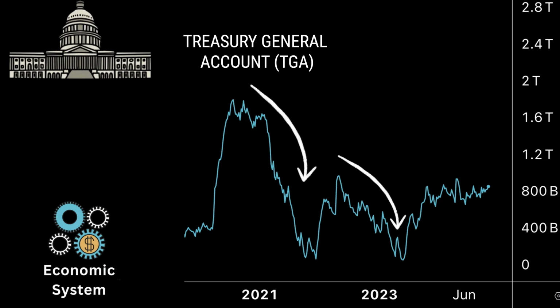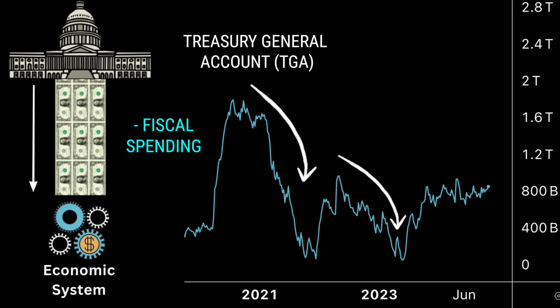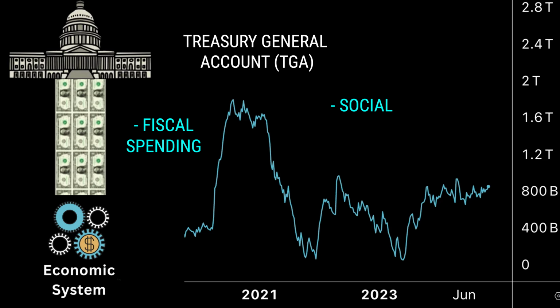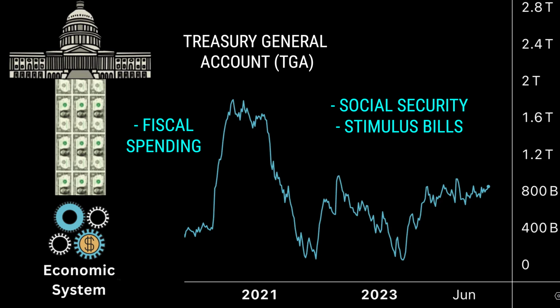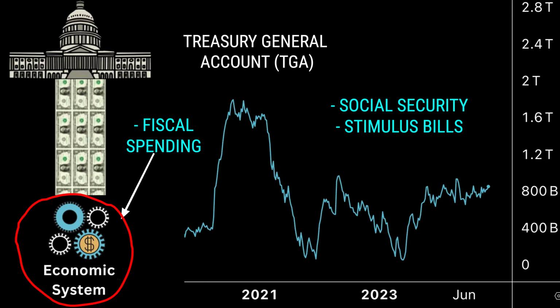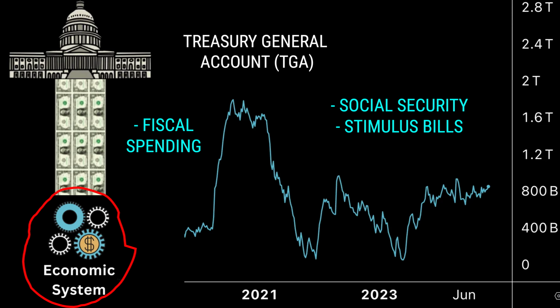However, when the TGA falls, the government is spending into the economy. Just think of all the government payments, Social Security benefits, stimulus bills, or whatever is passed by Congress to spend into the economy. When they spend, they re-stimulate the economy, which is an increase of liquidity.